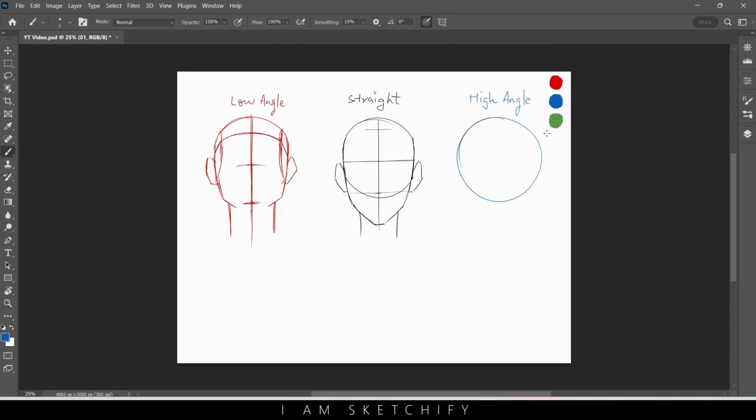Now let's move to the head on the right. This is the one when viewed from a higher angle. Start with the center line of the face. Now the eyebrows line. In this case, the eyebrows line will shift at a lower level. Also, it will appear curved downwards. Since we are looking at the head from a higher angle, the hairline is visible to us. So, I'll mark this hairline somewhere here. The nose line will be here and the chin line here.